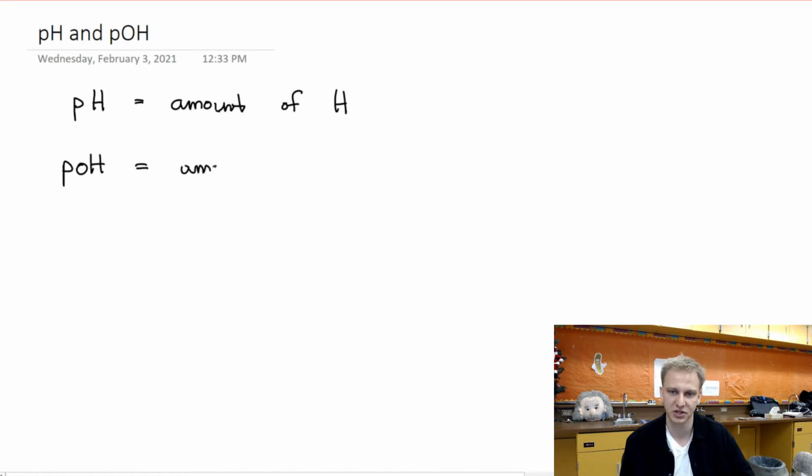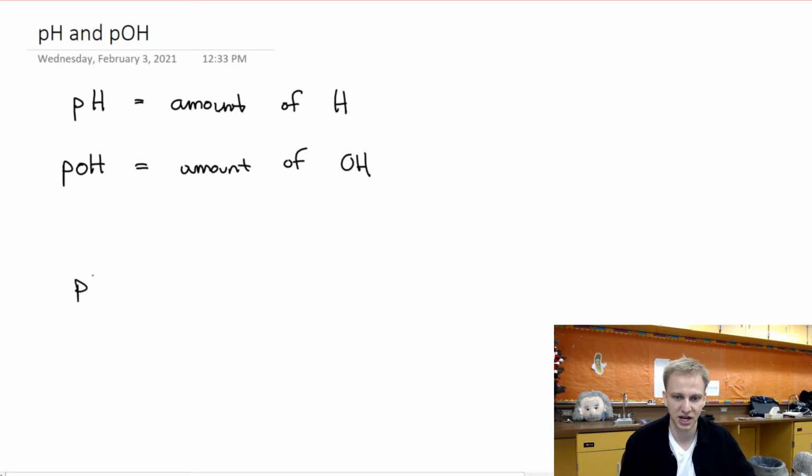pOH is a measure of the amount of OH. And so this lines up more with the Arrhenius definition, which is why it's not used as much anymore. Again, we said that with the exception of ammonia, NH3, which is a base but doesn't have any hydroxides in it. But these two can often be used to determine and describe what the environment is like.